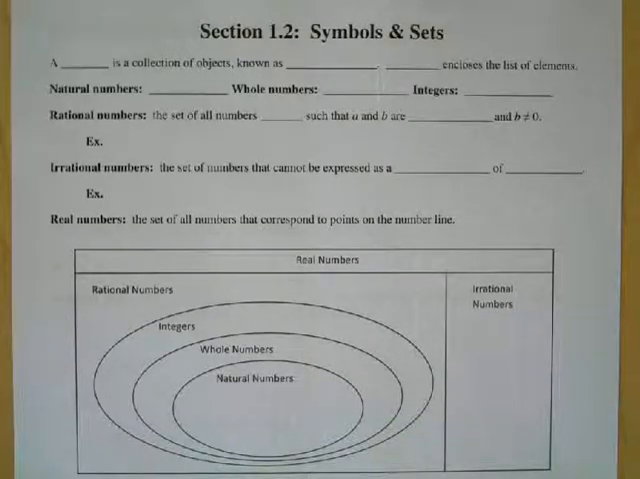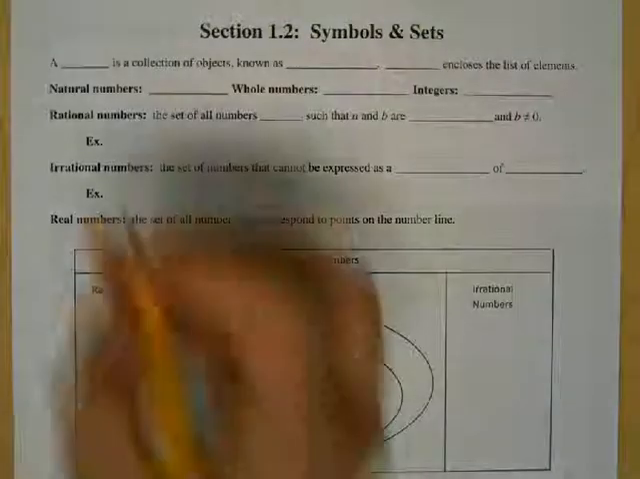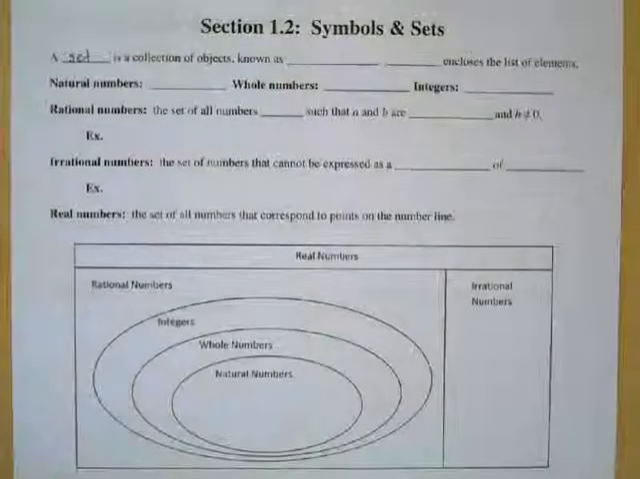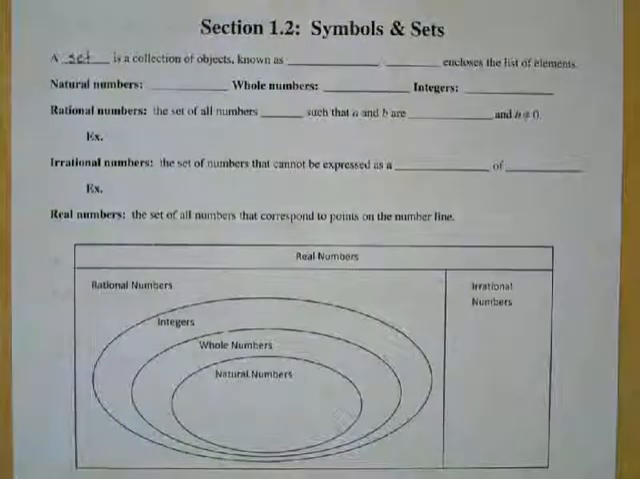So the first unit we're going to look at, we're going to start by identifying different classes of numbers. There's lots of numbers out there in the world, and a lot of them, or at least sets of them, have very special names. So we'll start by defining a set. A set is a collection of objects known as elements.